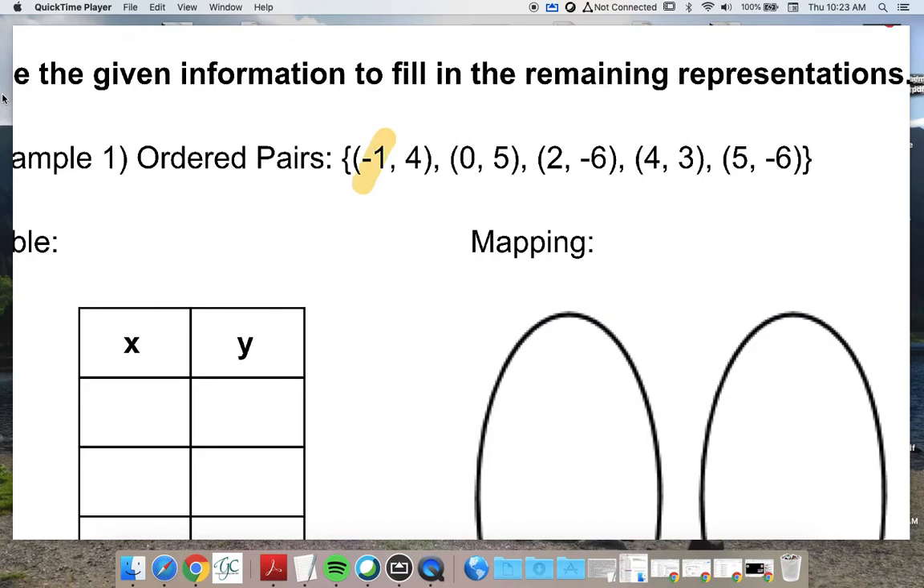So I'm going to go through and highlight all the x values because that's all we need to pay attention to. As long as each of those are different numbers, then we have a function. And if we look at our x's, we have -1, 0, 2, 4, and 5. Those are all different numbers, so this does represent a function.